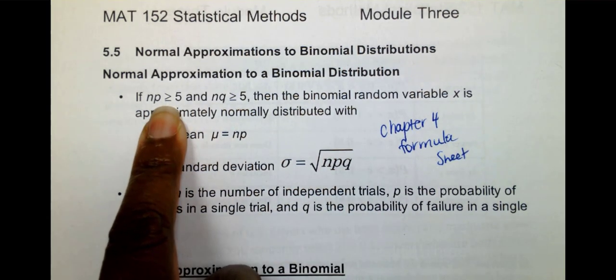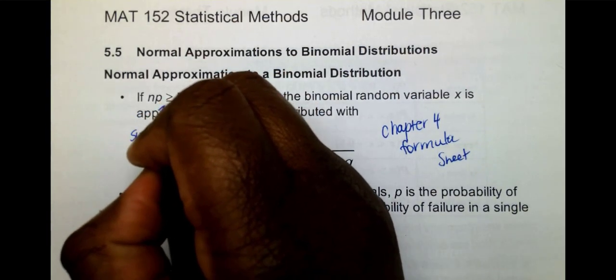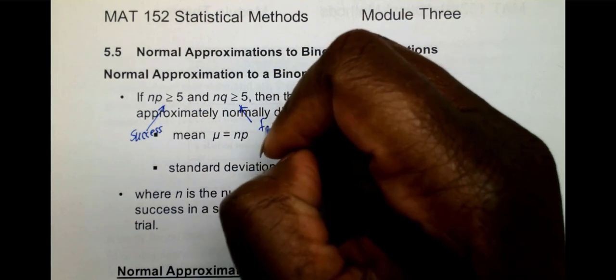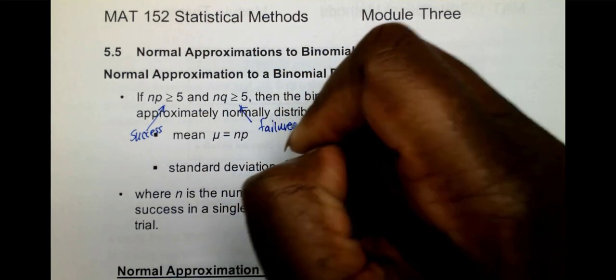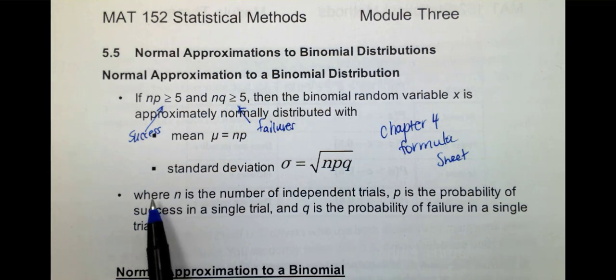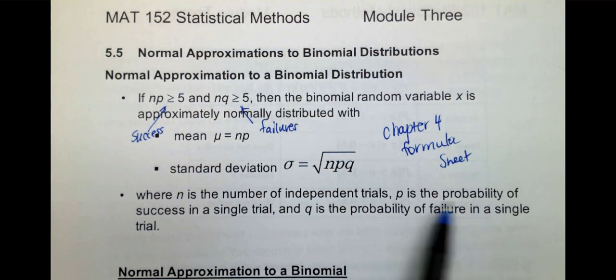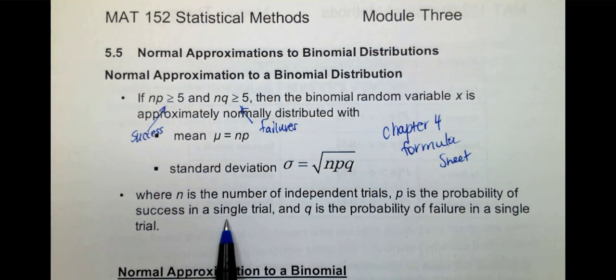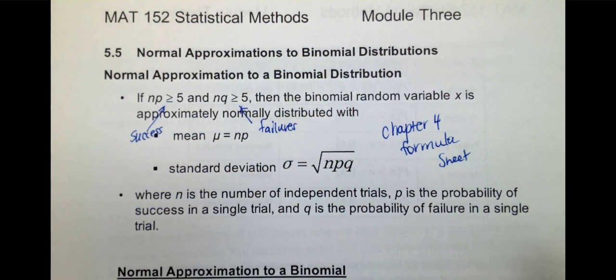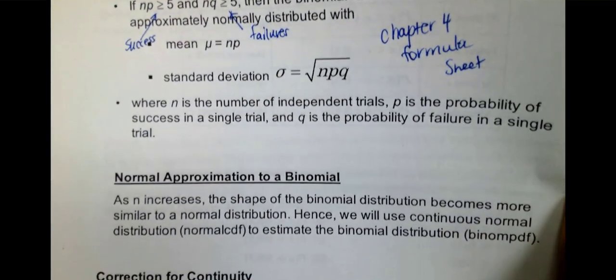So n times p represents how many successes you have, and n times q is how many failures you have. Where n is the number of independent trials, so that's our sample size. P is the probability of success, so we've seen that before. And q is the probability of failure. So we need at least 5 successes and 5 failures to do this pretty much. We need 5 successes, 5 failures to do our problem.